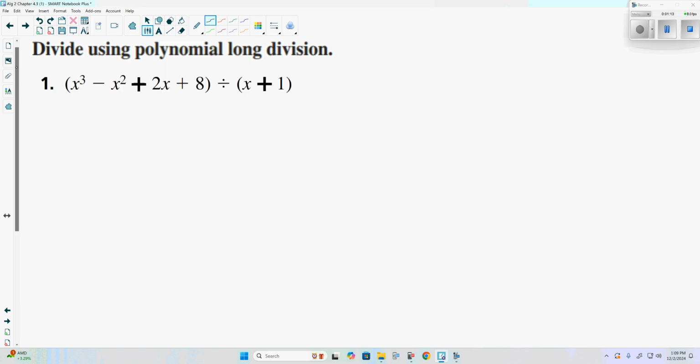Most people like synthetic division a lot more than long division. It's not because it's more challenging, it's just tedious. So the first thing we need to do with long division is set the problem up. So we'll have our long division symbol here.